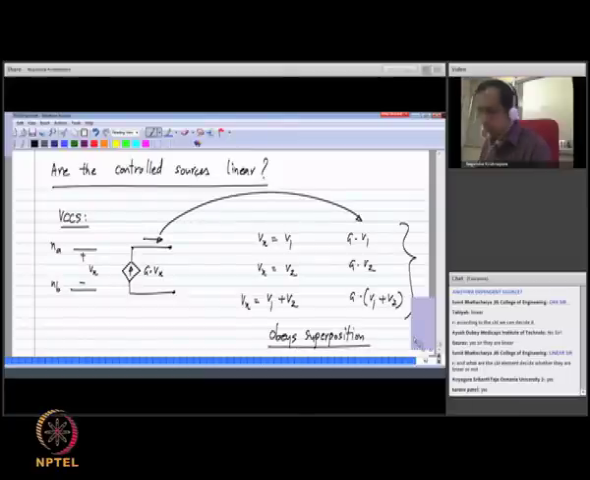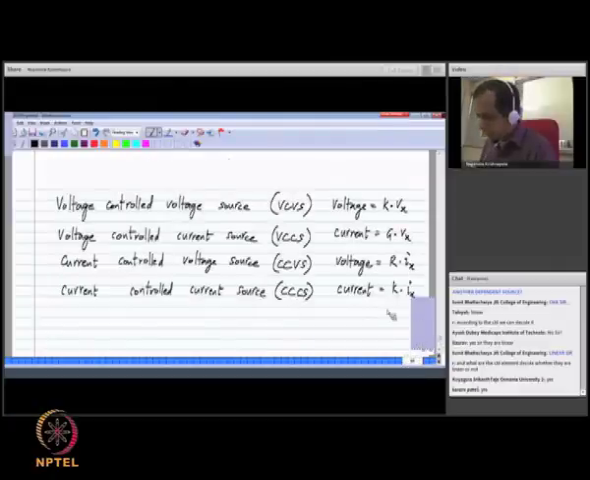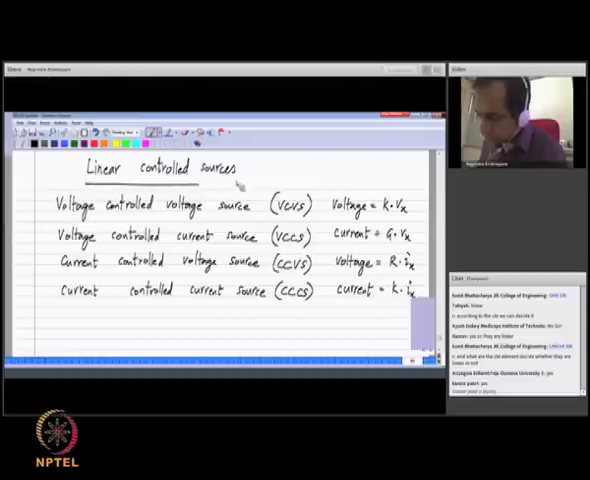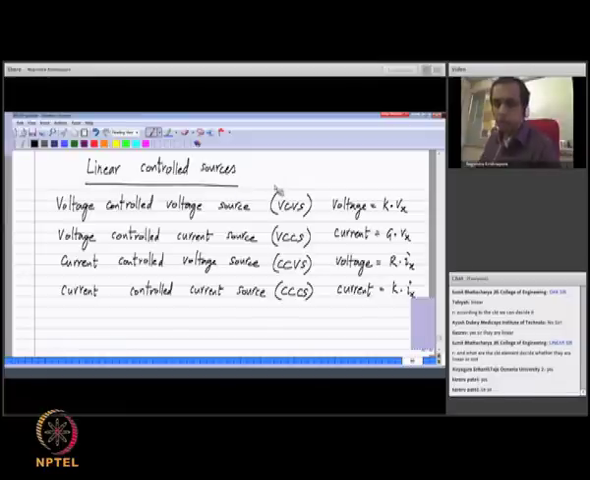It obeys superposition, so that means that they are linear. In fact, the four types of control sources we discussed are linear controlled sources. Okay, so all of these are linear controlled sources.